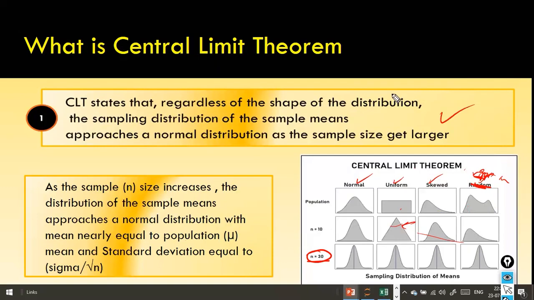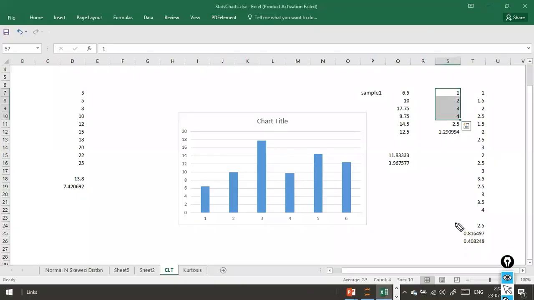So here, regardless of the shape of the distribution, the sampling distribution of sample means approaches a normal distribution. But here I have elaborated this in detail. The population mean is equivalent to your sampling distribution mean. And at the same time, your sample means will approach a normal distribution as the sample size gets larger.